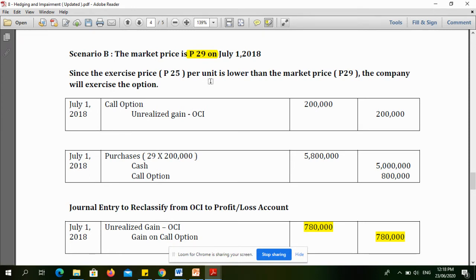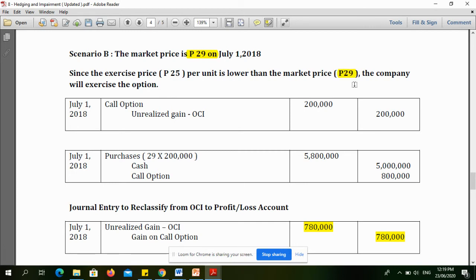Kasi ang market price, 29 pesos. Pero mabibili mo for 25 pesos only. 'Di ba? Ano siya? Advantageous siya. Kasi sulit. Nabili mo siya 25 pesos per unit lang. So that's why we record this journal entries. So the first journal entry is to recognize the gain in fair value.